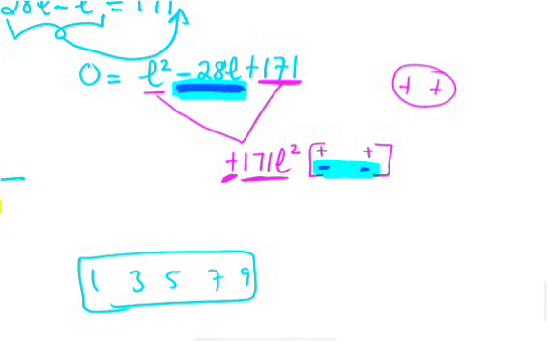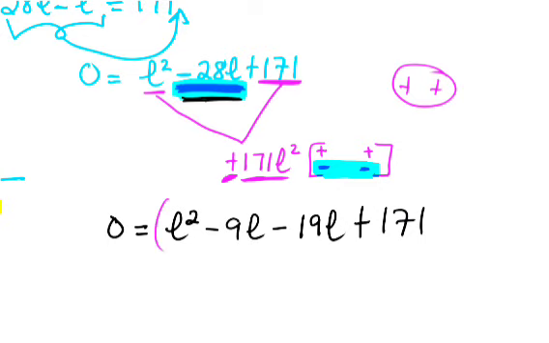So, like I said, instead of writing negative 28 L, you have negative 9 L minus 19 L then plus 171. So you can either start with 19 or 9. So next, we will bring a pair of terms. We will pair them like this.